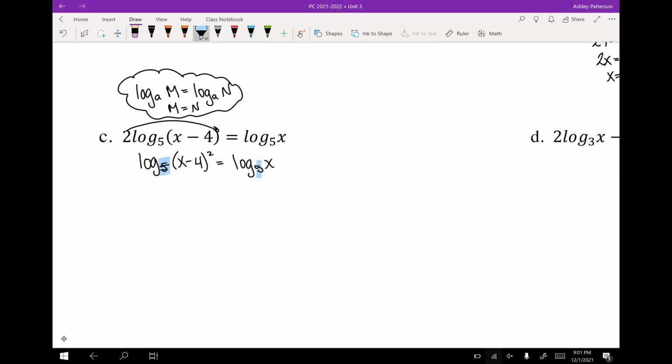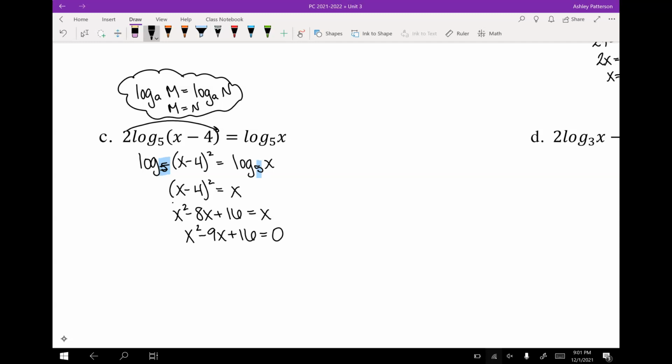Since the bases are the same, we can drop the logarithms and focus on making the quantities equal, just like we did with our exponential exponents. X minus 4 squared is going to cause us to FOIL the quantity. We get x squared minus 8x plus 16 is equal to x. With a quadratic, we need to set it equal to 0 in order to solve. So let's subtract the x over: x squared minus 9x plus 16 is equal to 0.